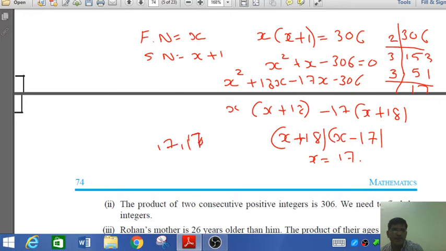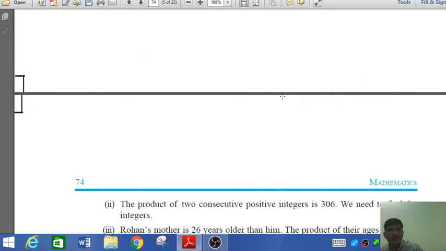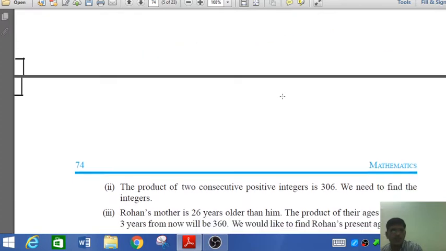Again I explain properly. What is the question? The product of two consecutive positive integers. Product means multiplication, consecutive, and the product is 306. So x in bracket x plus 1 is equal to 306. When I open the bracket, x square plus x minus 306, make a factor of it, and you can get the answer. So this is the second sum that we have completed here. Actually it's an equation, but we have to understand that maybe they ask it in another form.